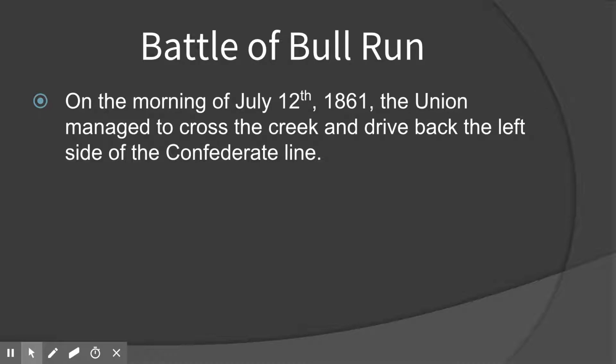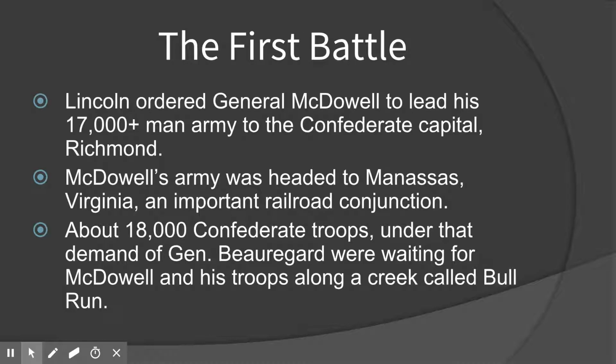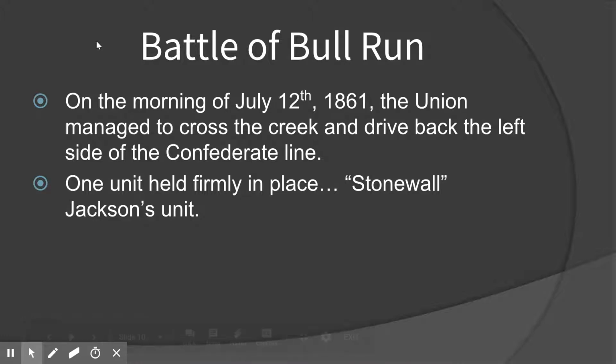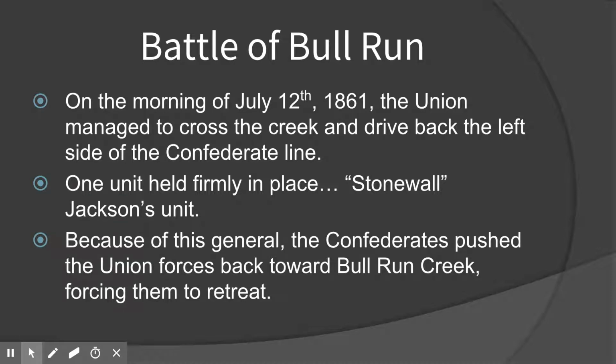So again, here's a date. And if you were looking for location, you have Manassas, Virginia, or you could say Bull Run Creek as well. That's fine. One unit will hold firm. This will be Stonewall Jackson's unit. This is where he gets his infamous nickname, the Stonewall. Because of this general, the Confederates will push the Union forces back towards Bull Run Creek, forcing them to retreat.